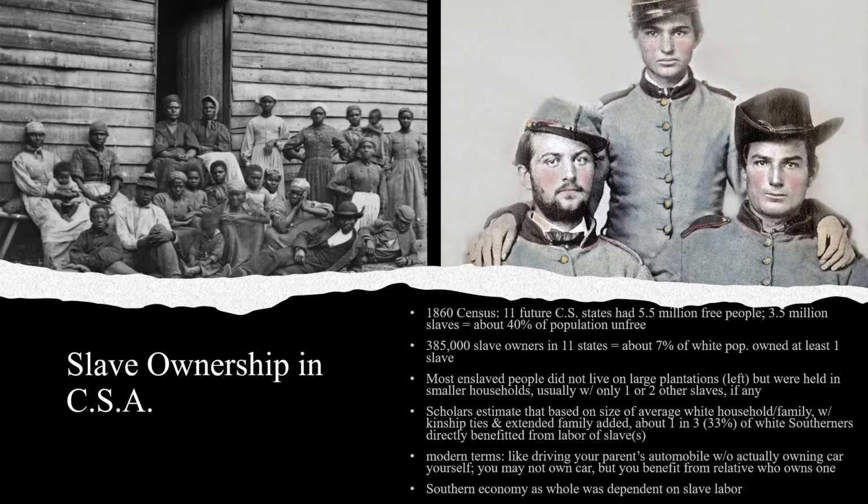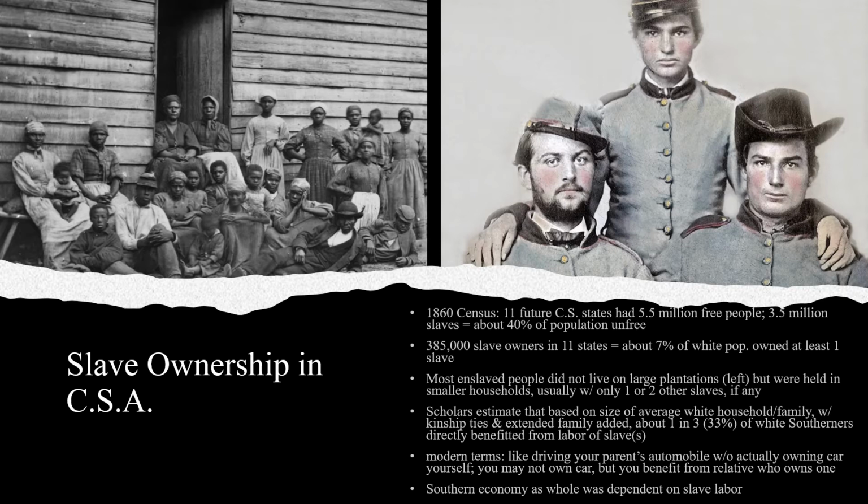Scholars estimate that there were about 385,000 slave owners, meaning that about 7% of free people owned at least one slave. Throughout the slave states, the majority of enslaved people did not live on large plantations, defined as having 200 or more slaves. The majority lived under the control of a white family in a household setting, usually with 1 or 2 other slaves, if any.